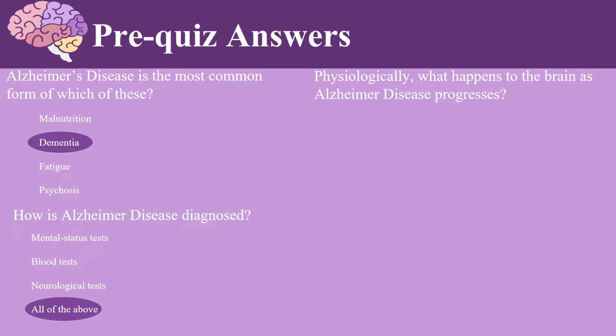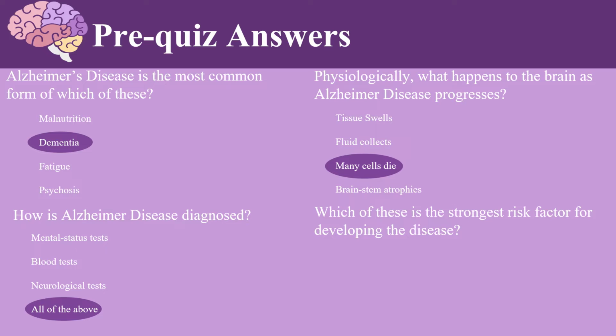The third question is, physiologically, what happens to the brain as Alzheimer's disease progresses? Tissue swells, fluid collects, many cells die, brainstem atrophies. If you chose many cells die, that is correct. The fourth question is, which of these is the strongest risk factor for developing the disease? Heredity, age, exposure, or none of the above? If you chose age, that is correct.